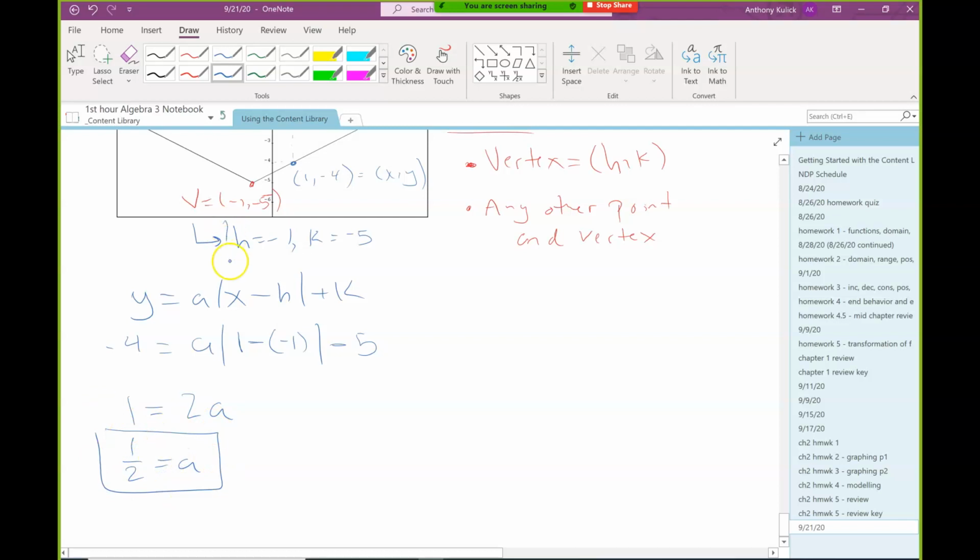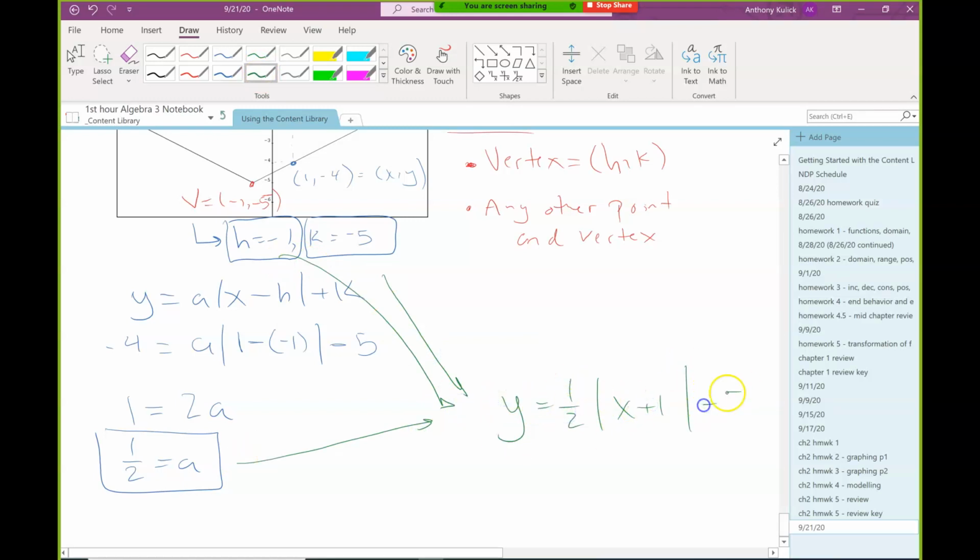So I have my value for a, my value for h, I have my value for k. If I take those three things and put them together, I have my final answer. Notice that I wrote +1 instead of minus a -1. If you wrote minus a -1, that's certainly fine, but I just wrote it as plus.